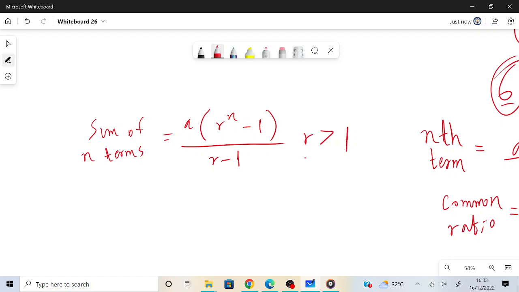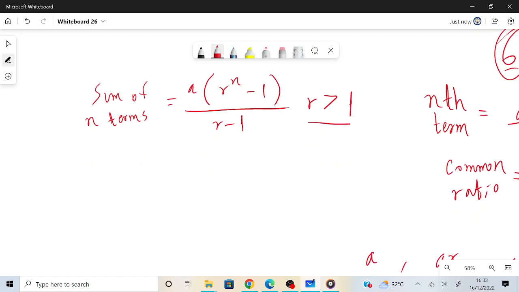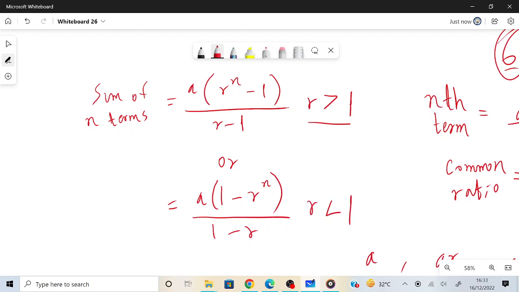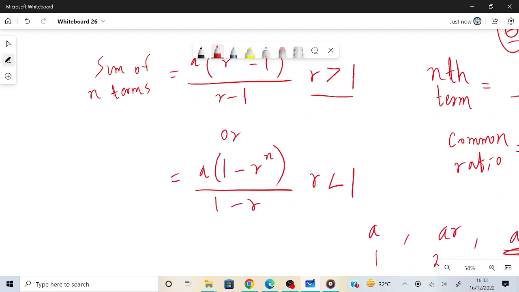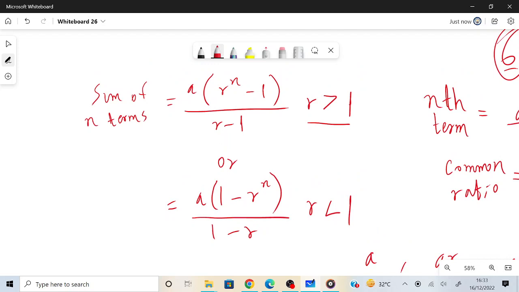So when your r is greater than 1, let's say 2 or 1.5, even 1.1, that's when you use this formula. The other formula is a into 1 minus r to the power of n, all over 1 minus r. In this case where your r is less than 1, so 0.5, minus 1.5, minus 3, that's when you use this formula. They look pretty much the same, except that these two over here are just reversed in order over there.